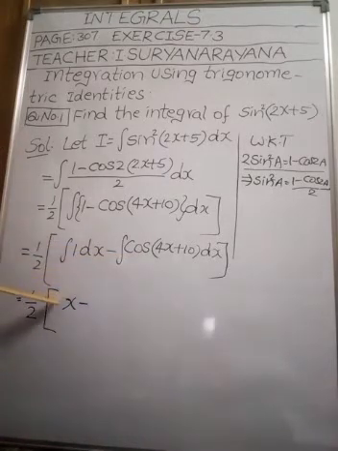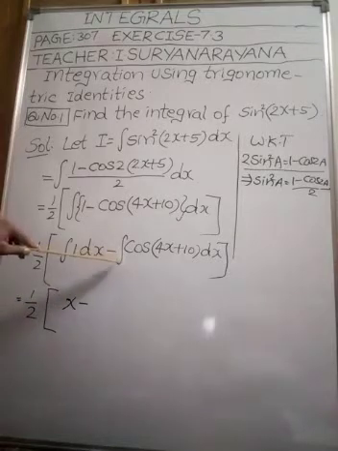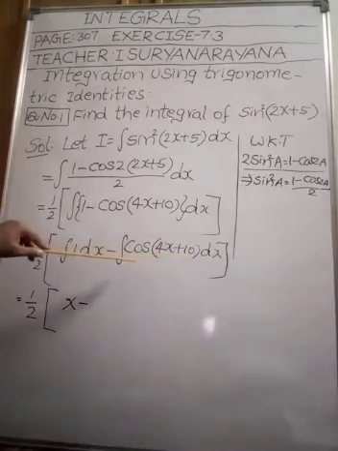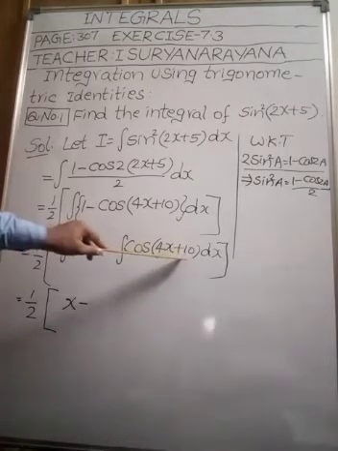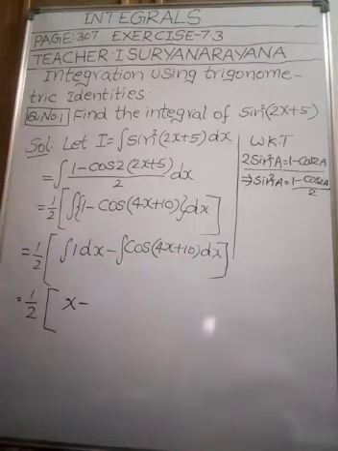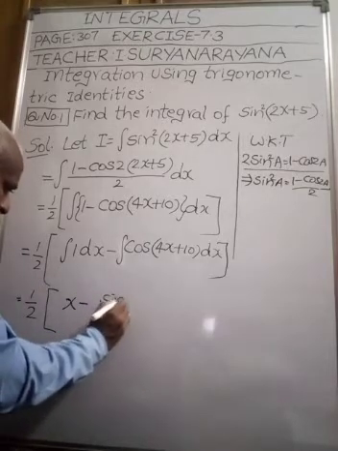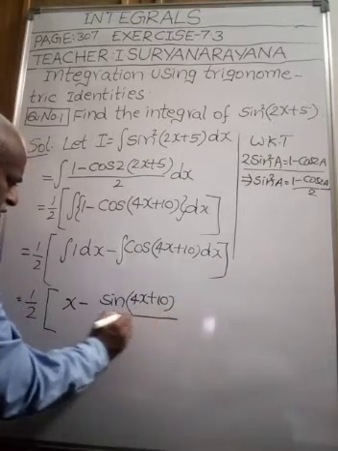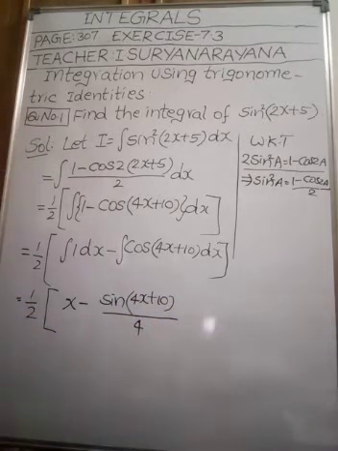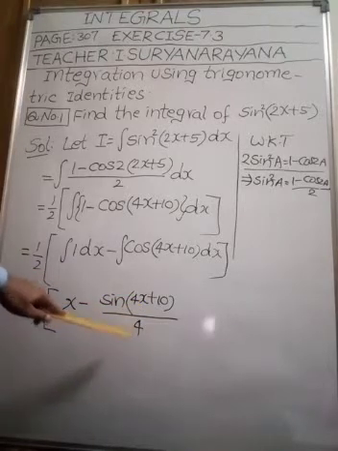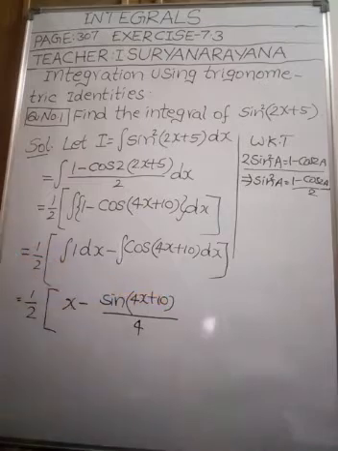Now come to the second term. It is in the form of integral cos of ax plus b. Then what is the formula? Sin of ax plus b by a. So sin of 4x plus 10 whole divided by 4. The coefficient of x should be written as the denominator. Understood?